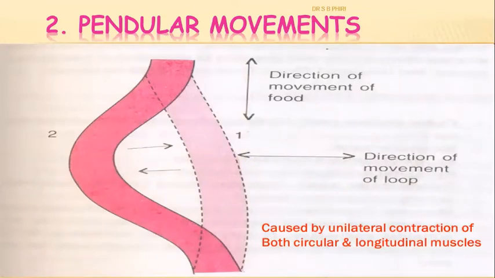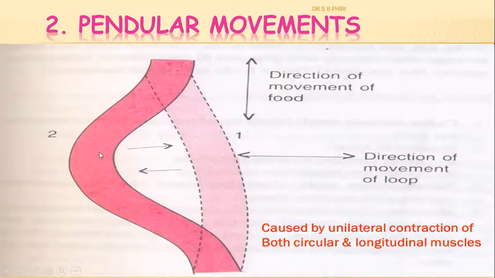So this diagram here is just summarizing the mechanism of pendular movements, the swaying movements side by side. So what is going to facilitate the side by side swaying movement of the intestine? It's because of unilateral contraction of both circular muscles and longitudinal muscles. So unilateral, if you look at the intestine here, you have the left part and the right part.